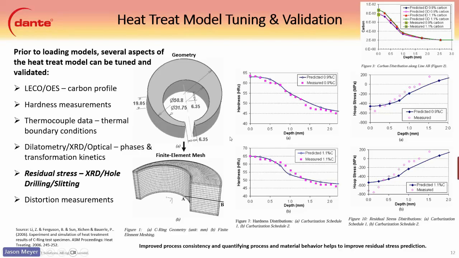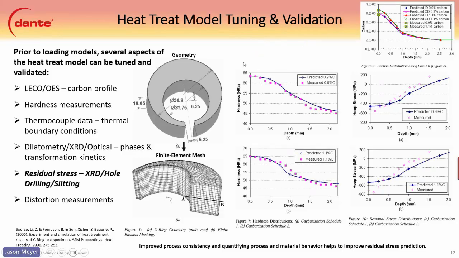And so some characterization things that we like to use for carbon profile, we like to use LECO or OES to measure the carbon content, and you can see carbon at the top here. You can see kind of how the profile would look with the carbon mapped through LECO or OES, and then you would do your measured versus predicted as normal.